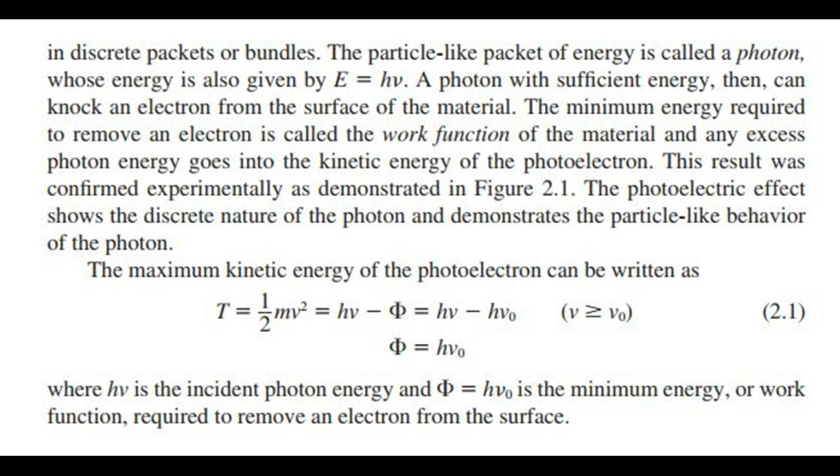A photon with sufficient energy, then, can knock an electron from the surface of the material. The minimum energy required to remove an electron is called the work function of the material, and any excess photon energy goes into the kinetic energy of the photoelectron. This result was confirmed experimentally as demonstrated in Figure 2.1. The photoelectric effect shows the discrete nature of the photon and demonstrates the particle-like behavior of the photon. The maximum kinetic energy of the photoelectron can be written as T_max = hν − Φ, where hν is the incident photon energy and Φ is the minimum energy, or work function, required to remove an electron from the surface.